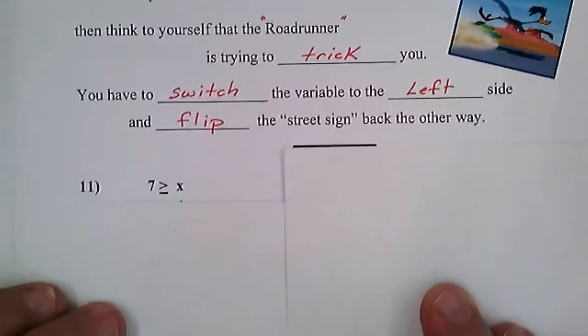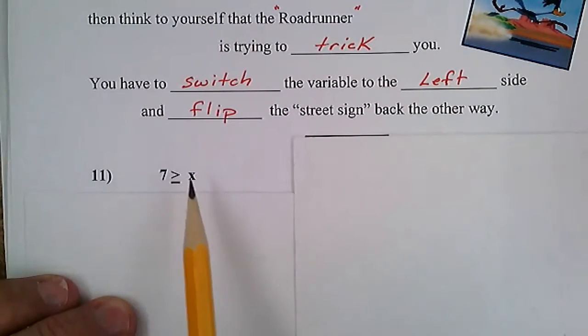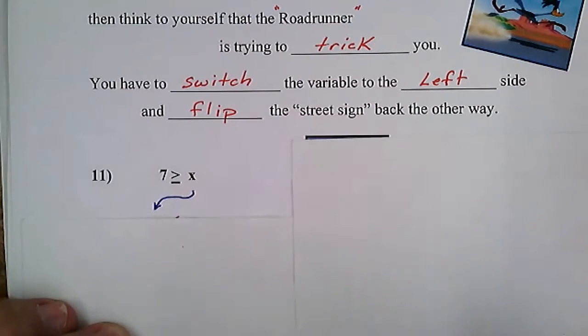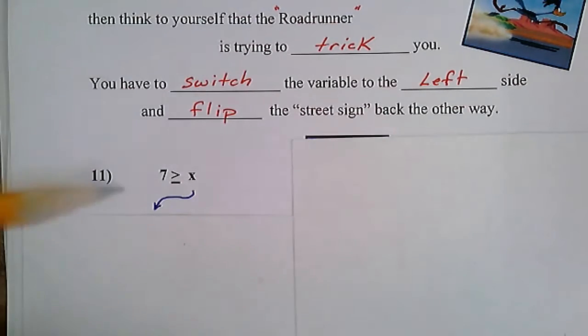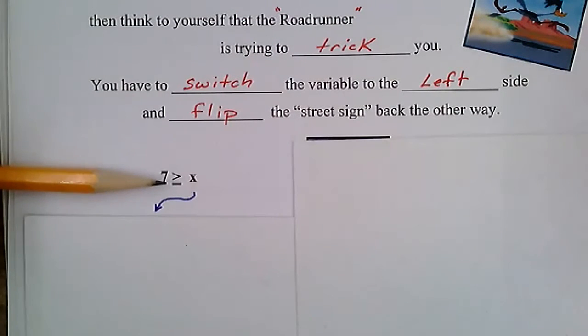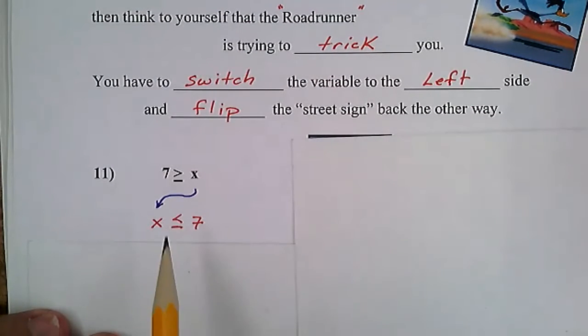We're almost done. Okay, so I look at this and I go, whoa, wait a second. That variable is not where it's supposed to be. So I need to reverse it. I need to put it over here, and I have to change my street sign. The street sign is trying to trick me. The coyote is trying to trick us. Right now it says go that way, but it's a trick. We really need to flip the street sign.